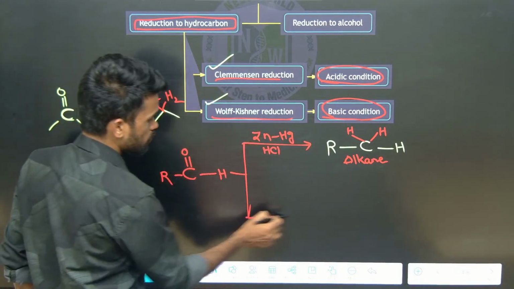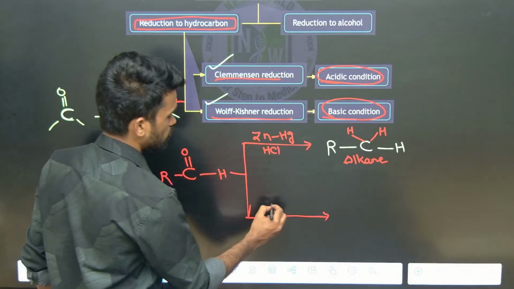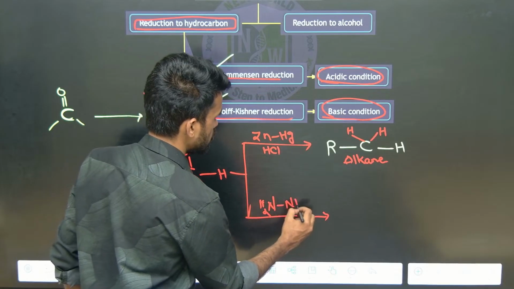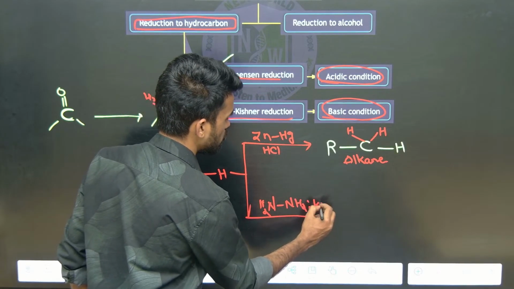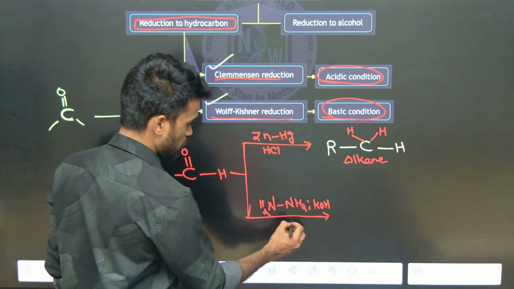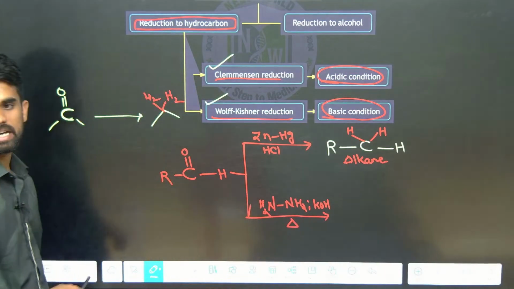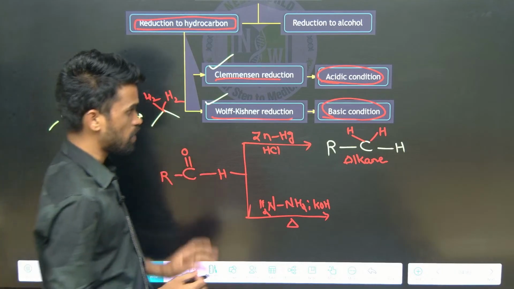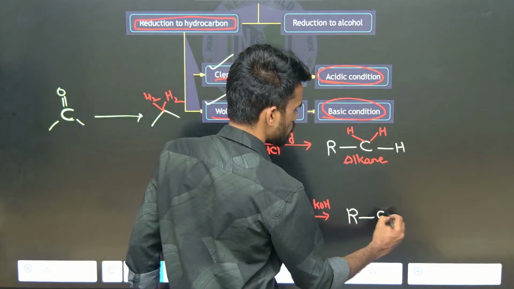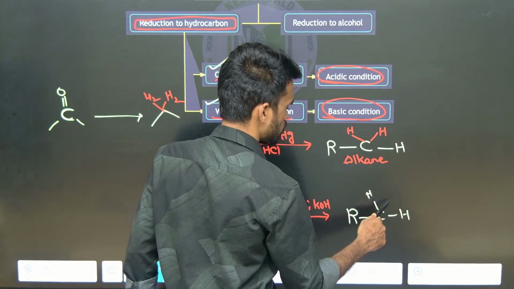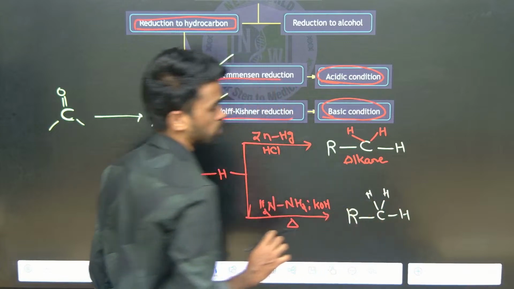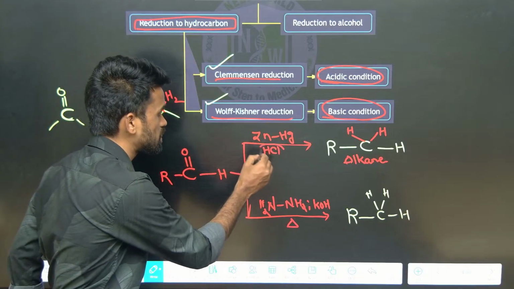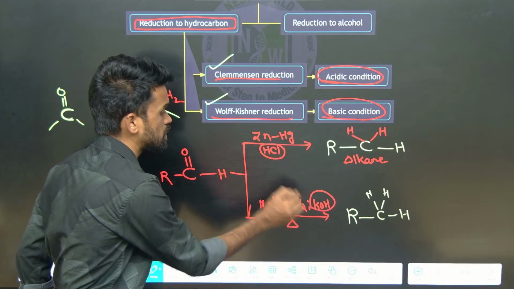Now tell me, if I treat this with NH2NH2, hydrazine, in basic medium under heating condition. Heating is required for this. Now this C double bond O group is converted the same way, and the same product will be formed here also. But what makes the difference? This reaction takes place in acidic medium, and this reaction takes place in basic medium.